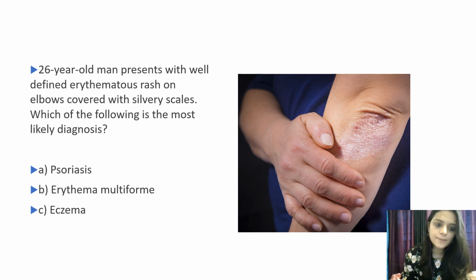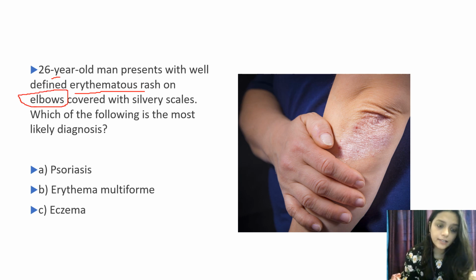The first question is: a 26-year-old man presents with a well-defined erythematous rash on the elbows covered with silvery scales. Which of the following is the most likely diagnosis? We have options: the first option is psoriasis, second is erythema multiforme, and the third option is eczema. So it is a 26-year-old man presenting with some reddish lesions, an erythematous rash, and the location is very important. It is over the elbows.